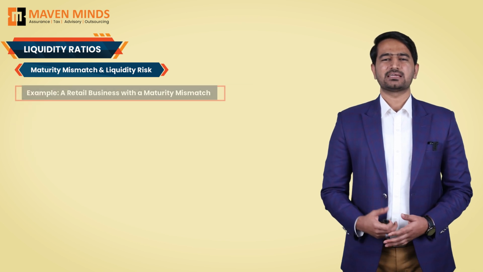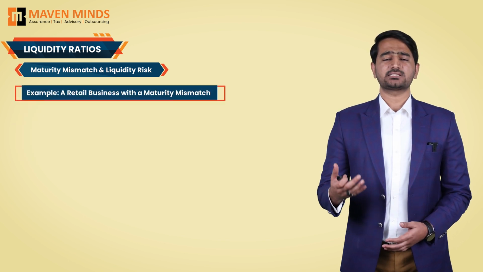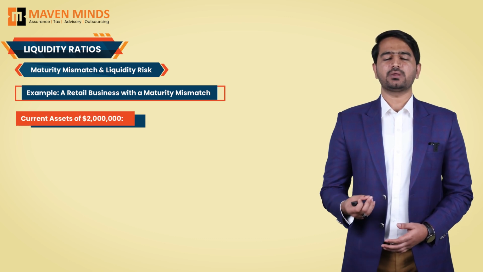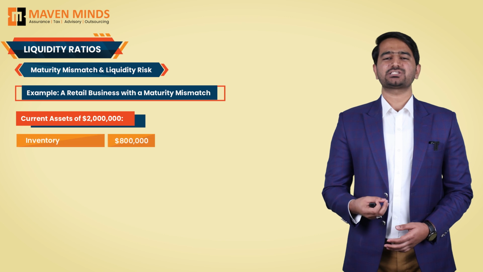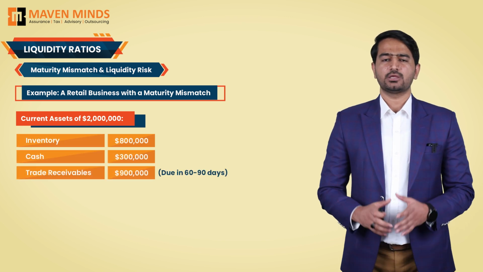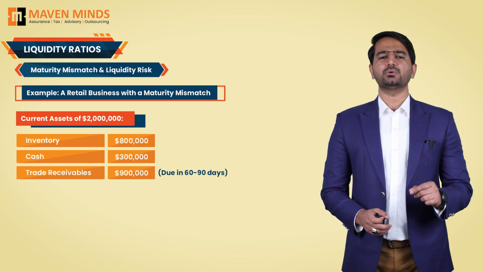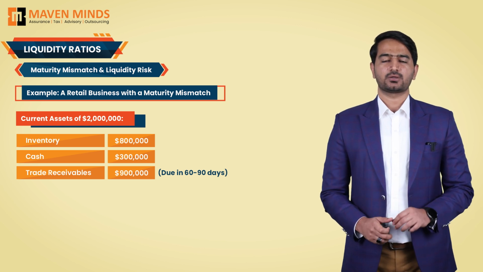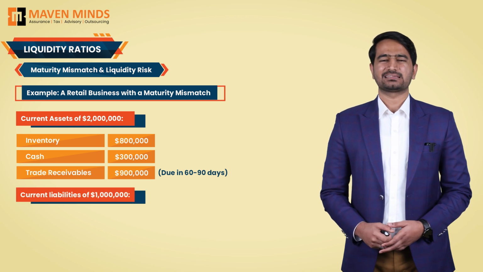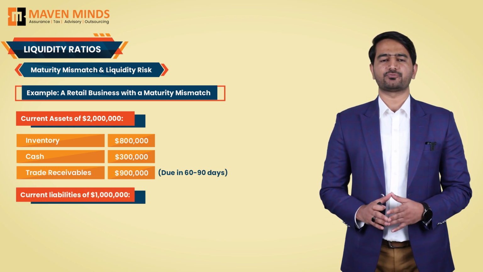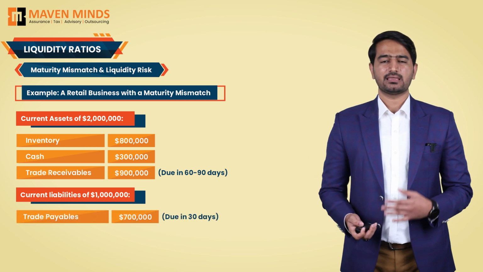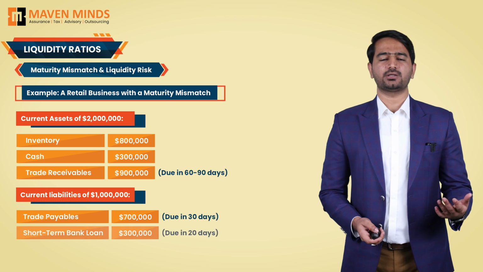For example, consider a retail company that has current assets of $2 million. Out of this, inventory is $800,000, cash is $300,000, and trade receivables are $900,000. The majority of the trade receivables are due in 60 to 90 days. On the other hand, current liabilities of the company are $1 million. This comprises trade payables of $700,000 due in 30 days and a short-term bank loan of $300,000 due in 20 days.